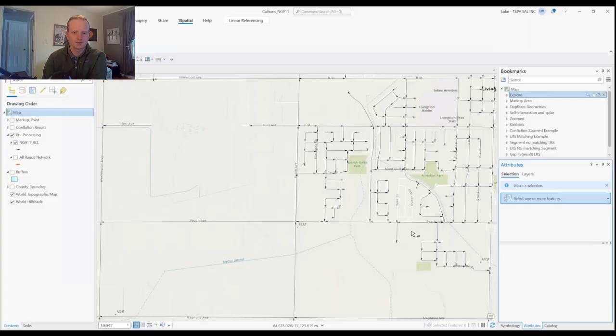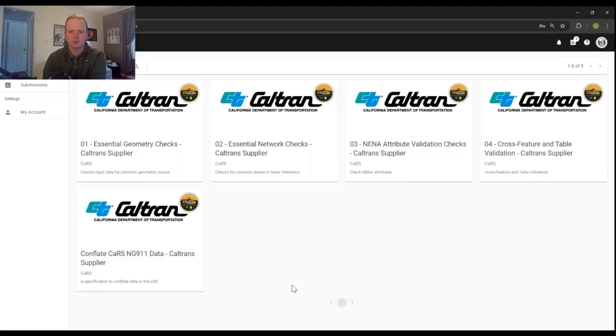So I'm going to go ahead and log into One Data Gateway, which is our data submission portal. Right now I'm logged in as Merced County, and I have all of my assignments available. These are basically the different workflows that we have set up for this project. So the first 4 steps here are validation.